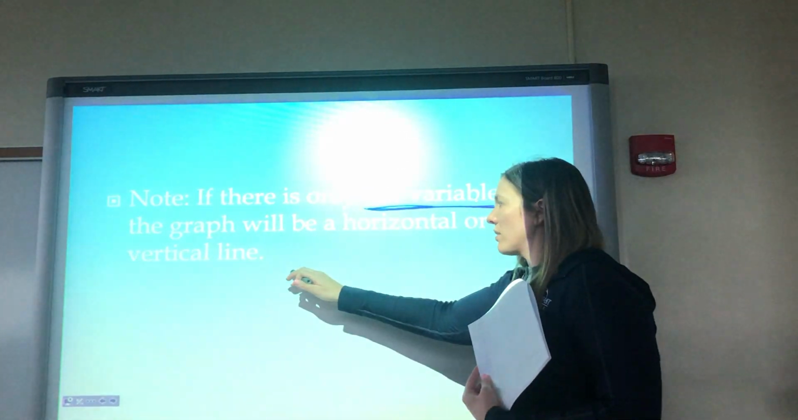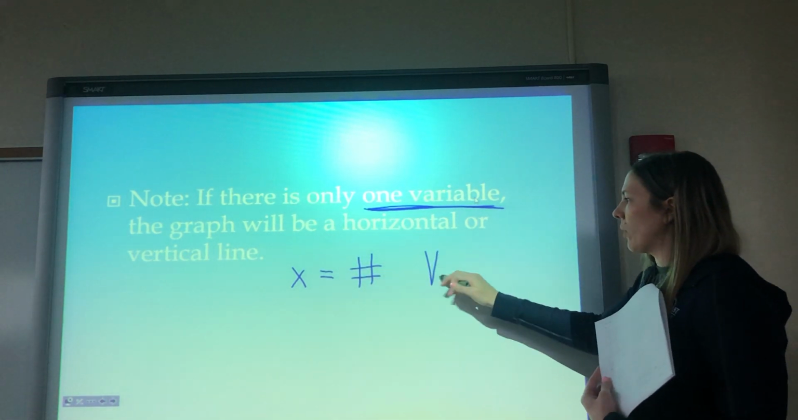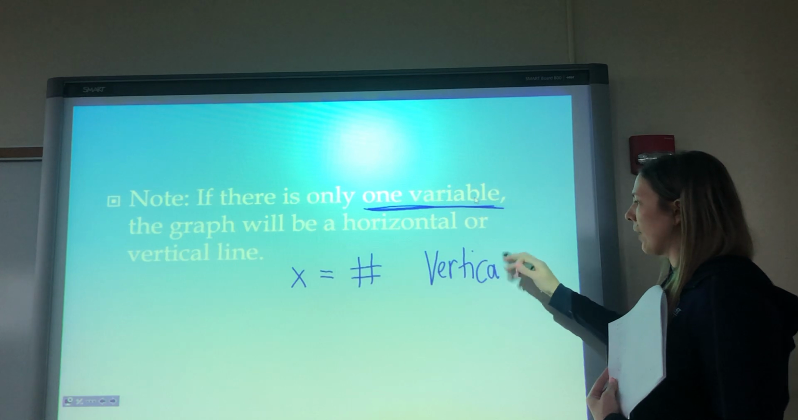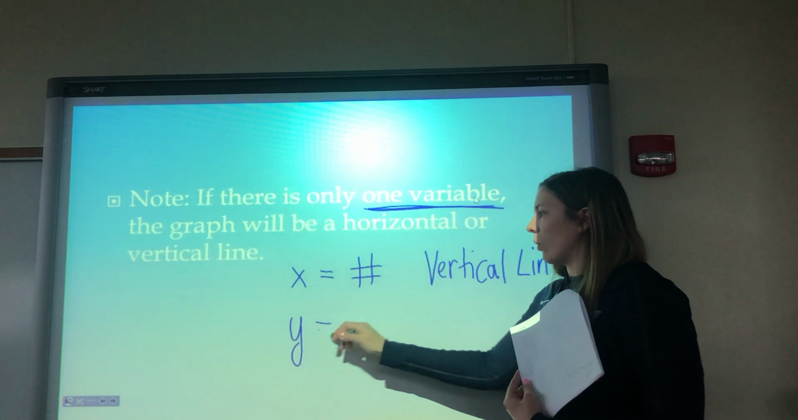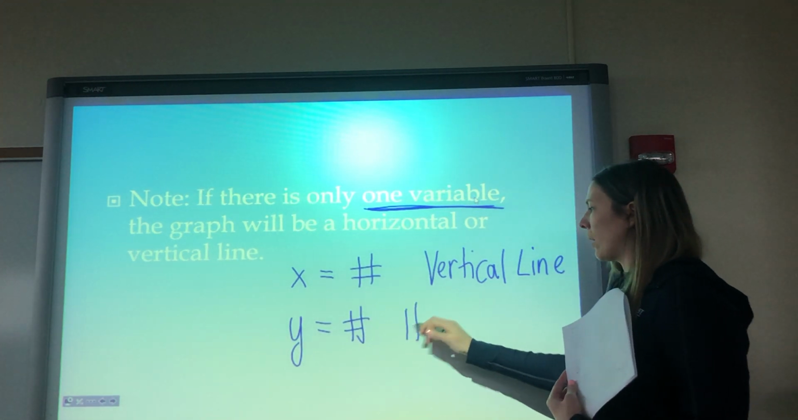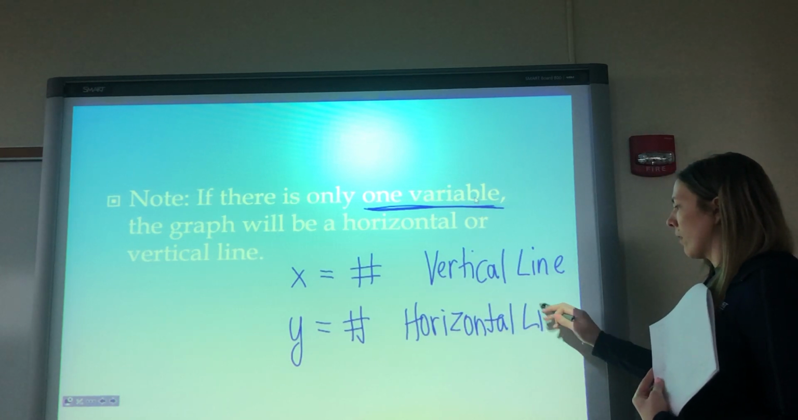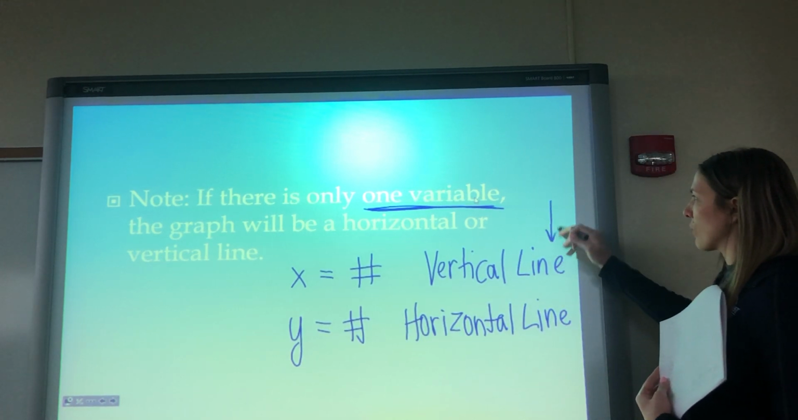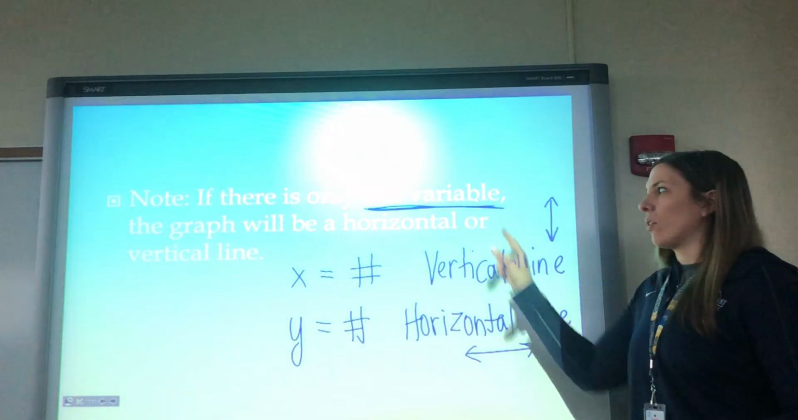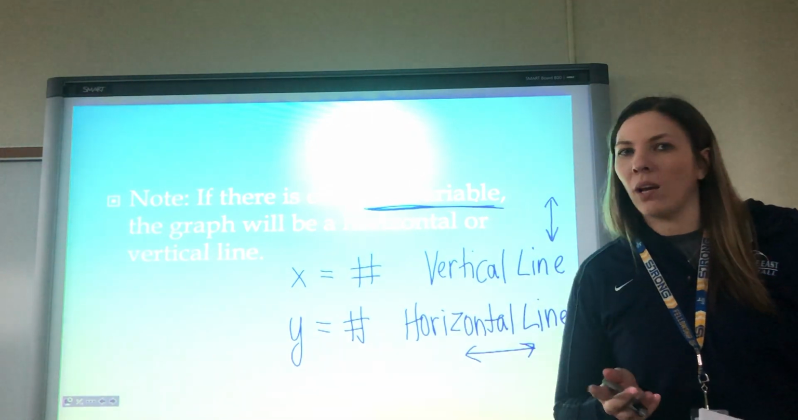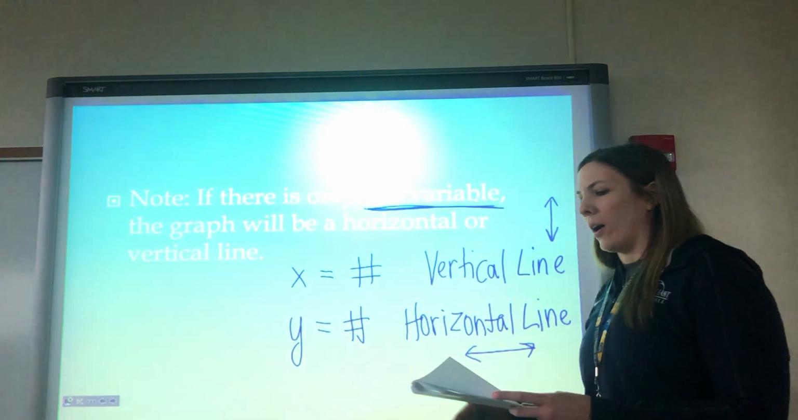So if it just says x equals some number, that is going to be a vertical line. And if it says y equals some number, that's going to be a horizontal line. And if you need a refresher, vertical is our straight up and down, horizontal is our straight across, okay? So this is kind of the new stuff here. We're still going to make a table, still make it pretty easy on you, but this may be stuff you haven't seen before, okay?